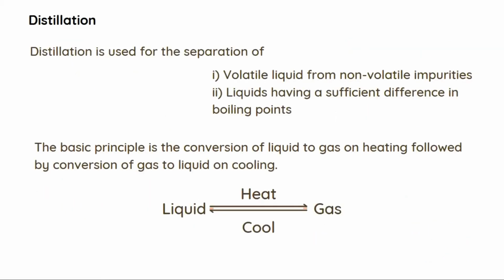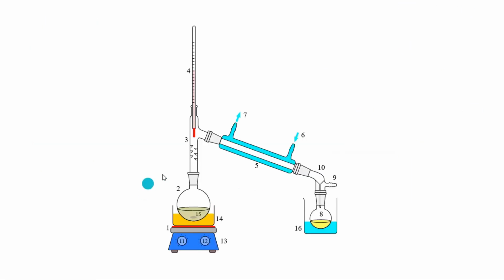Next is distillation. The basic principle of distillation is the conversion of liquid to gas on heating, and then the conversion of gas back to liquid on cooling. That is what we had studied, right? So this gets heated, and then in the condenser, it cools down. The gas gets converted back to the liquid in the condenser. The impurities will stay back in the round bottom flask, whereas the pure compound comes out from the condenser. Various solvents like benzene and toluene are purified by the process of distillation.